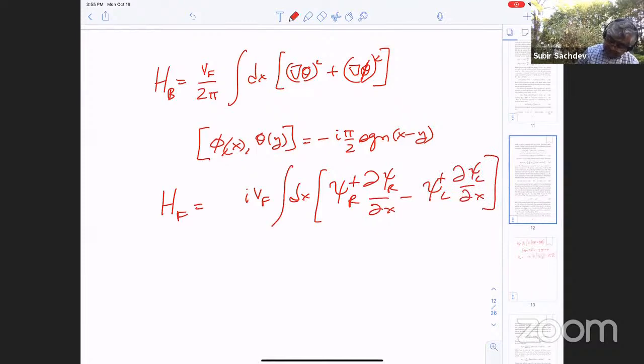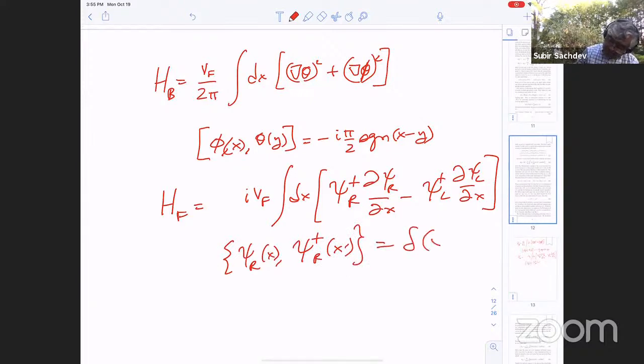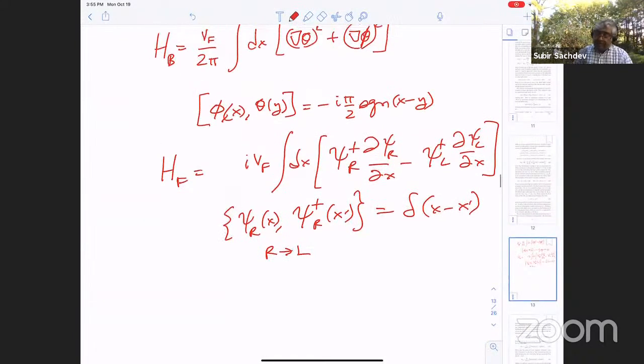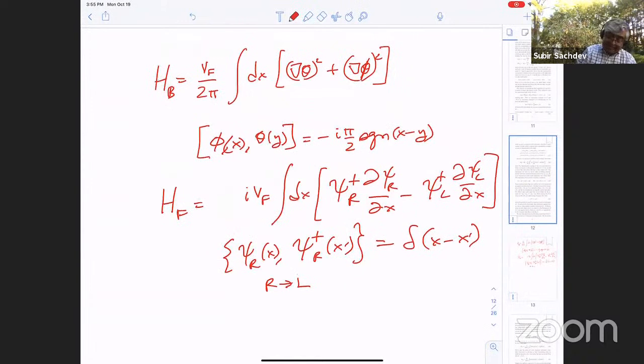And these have the commutation relation that psi r of x, anti-commutator psi dagger r of x prime is delta of x minus x prime. And similarly for r goes to left. And of course, left and right anti-commute with each other freely. So the claim is that this theory in the continuum is exactly the same as this theory. So this is a relativistic theory of bosons.